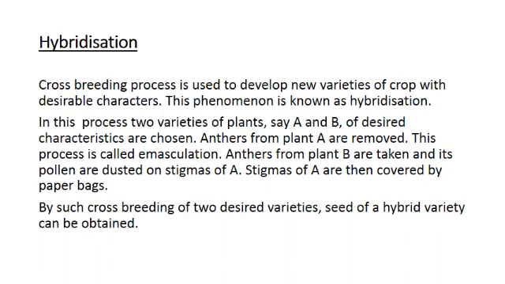Anthers from plant B are taken and its pollen is dusted on the stigma of plant A. Stigma of A is then covered with paper bags. By such crossbreeding of two desired varieties, seed of hybrid variety can be obtained. This work is done at agricultural universities and research institutes. These hybrid seeds are then distributed amongst farmers.